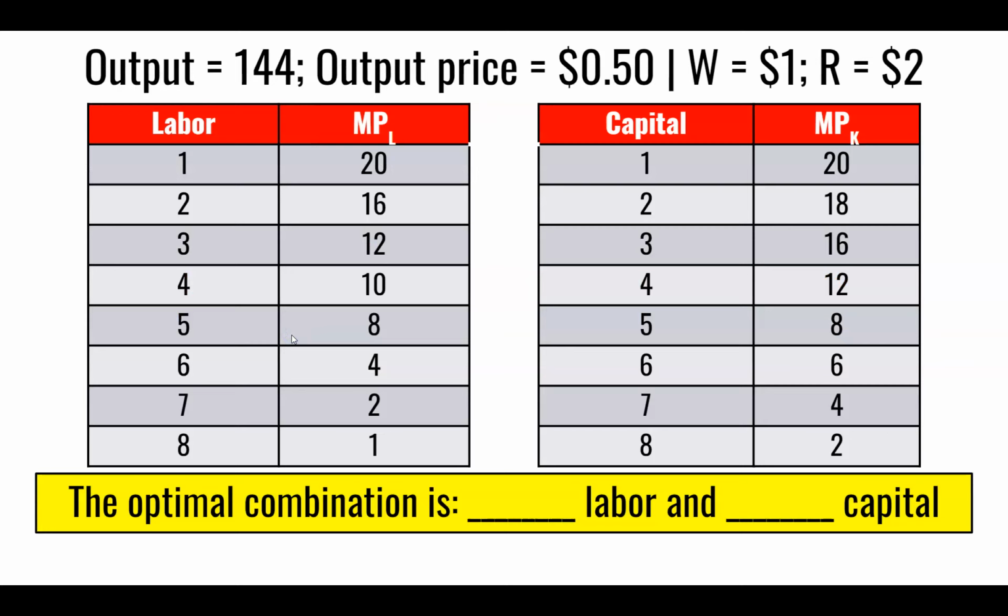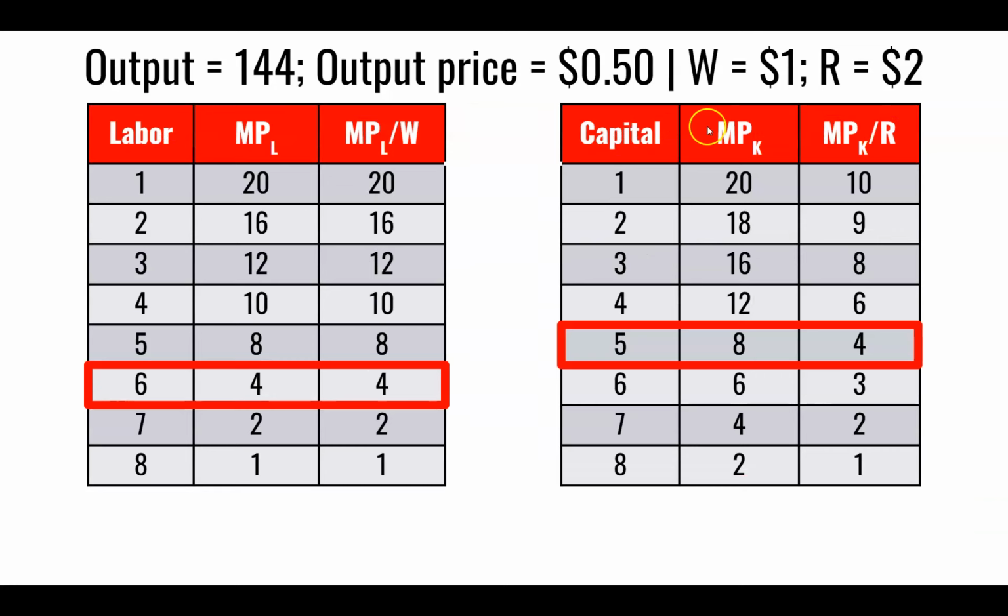So we can look at an example. If I need to produce 144 items that sell for 50 cents a piece, and I have a wage rate of $1 per worker, or $2 is the rental rate for capital, I'm trying to balance these two. So the question is, what would be the optimal combination of labor and capital to employ given this situation? To solve this problem, I would need to calculate in a new column the marginal product per dollar spent for labor and the marginal product per dollar spent on capital. So it might look something like this.